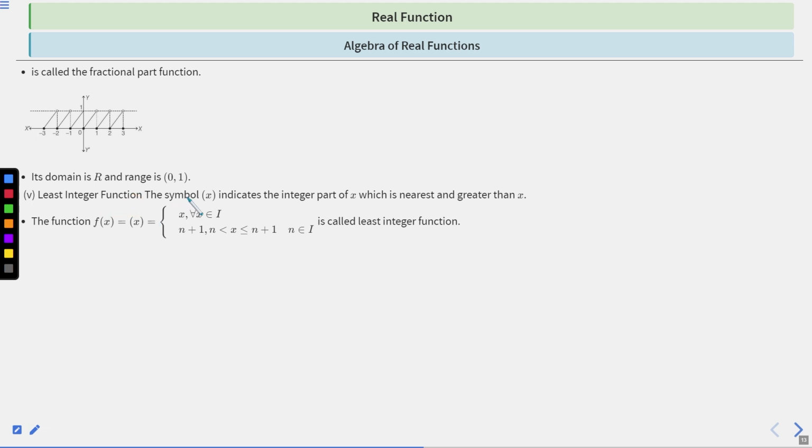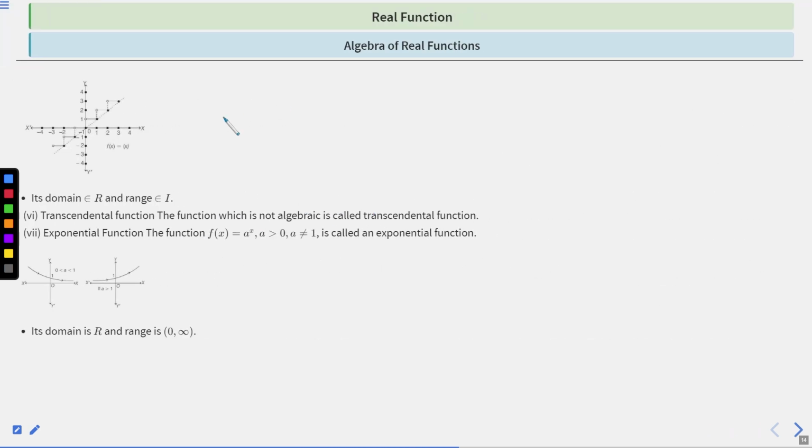Least integer function. The symbol ⌈x⌉ indicates the integral part of x which is nearest to and greater than x. The function f(x) = ⌈x⌉ is equal to x for all x belonging to I, and n plus 1 when x is between n and n plus 1, where n belongs to I, is called the least integer function. The graph of the least integer function is like this. You have to remember this. It is similar to the greatest integer function.